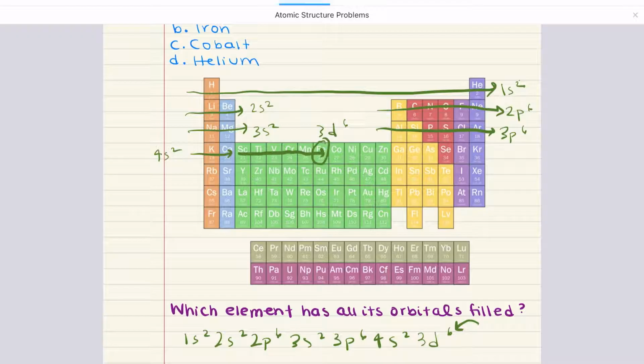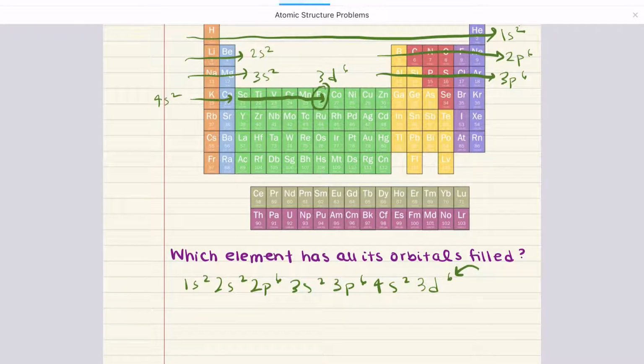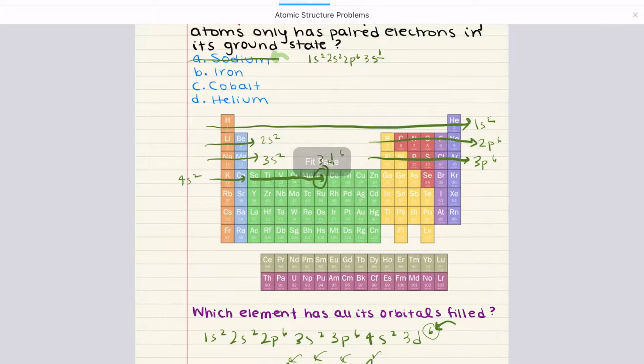This d orbital has unpaired electrons here. Iron has unpaired electrons in the 3d orbital. Let me actually show you visually. Our d subshell has 5 orbitals, 1, 2, 3, 4, 5, and we only have 6 electrons. So first we fill each orbital with just 1 electron based off of Hund's rule, and then we have 1 more left, so we pair it up. So we do have paired electrons in the d subshell, but we also have 4 electrons that are unpaired. All right, and so iron is not the right answer.